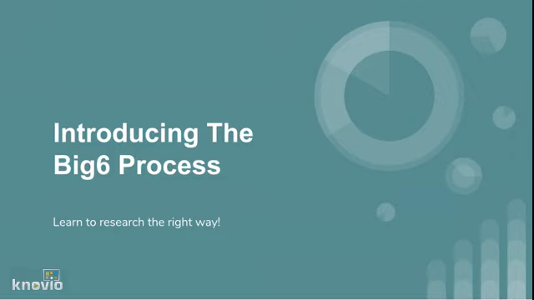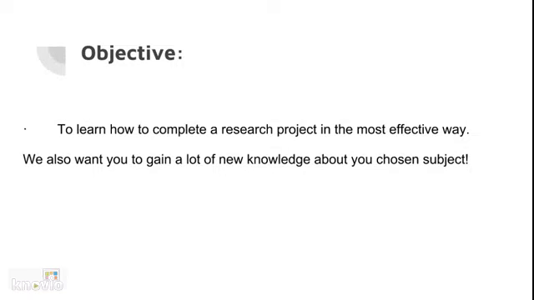You're here today to learn about a process that's going to help you to finish the research project that your teacher has assigned you. This process is called the Big 6 process. What we hope you take away from this lesson, or the objective, is a way to complete a research project in the most effective way possible. We also want you to gain a whole lot of new knowledge about the topic that you've chosen.